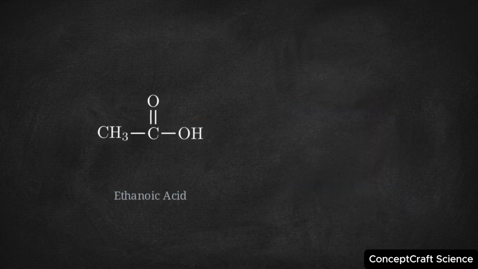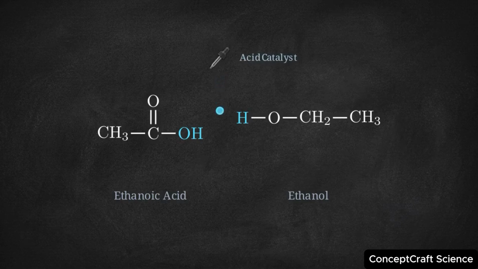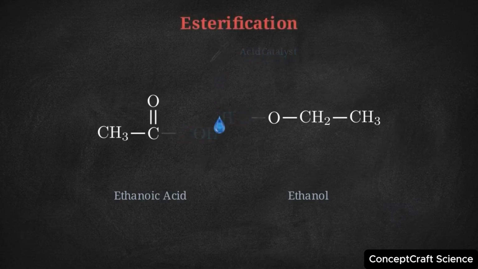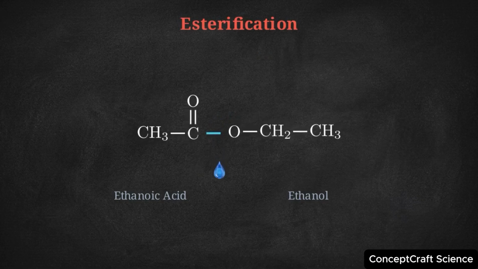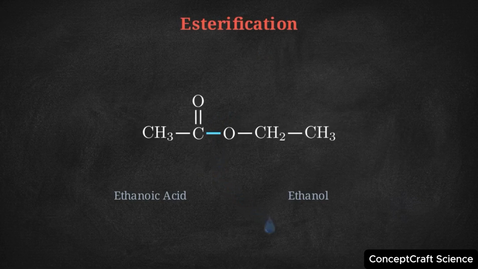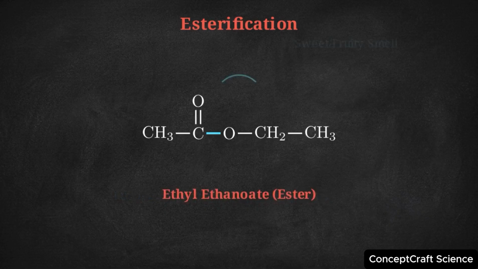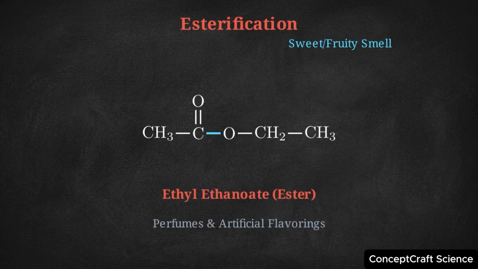When you place this ethanoic acid next to absolute ethanol and add an acid catalyst, you trigger a process called esterification. The two molecules physically merge, ejecting a molecule of water in the process. The resulting compound is an ester, which typically has a very sweet smell and is widely used to make perfumes and artificial flavorings.